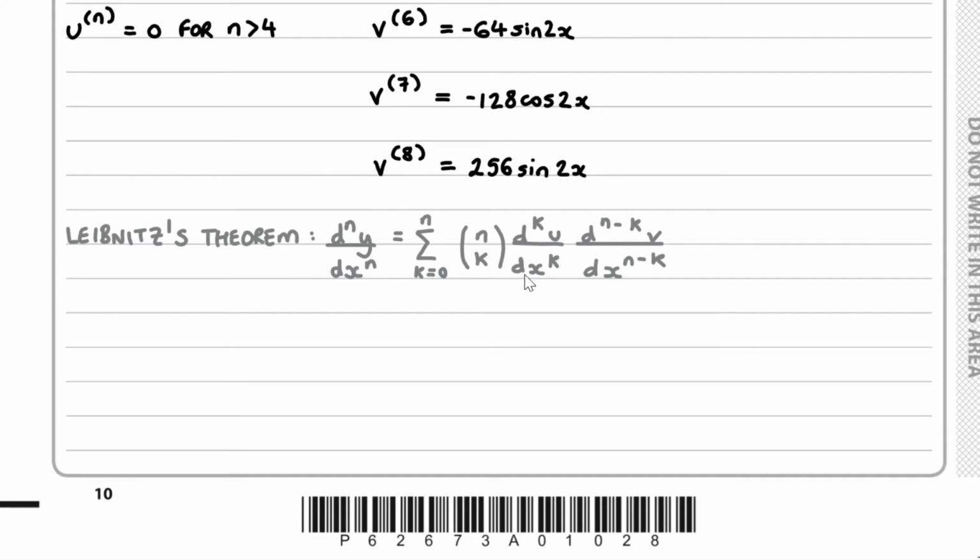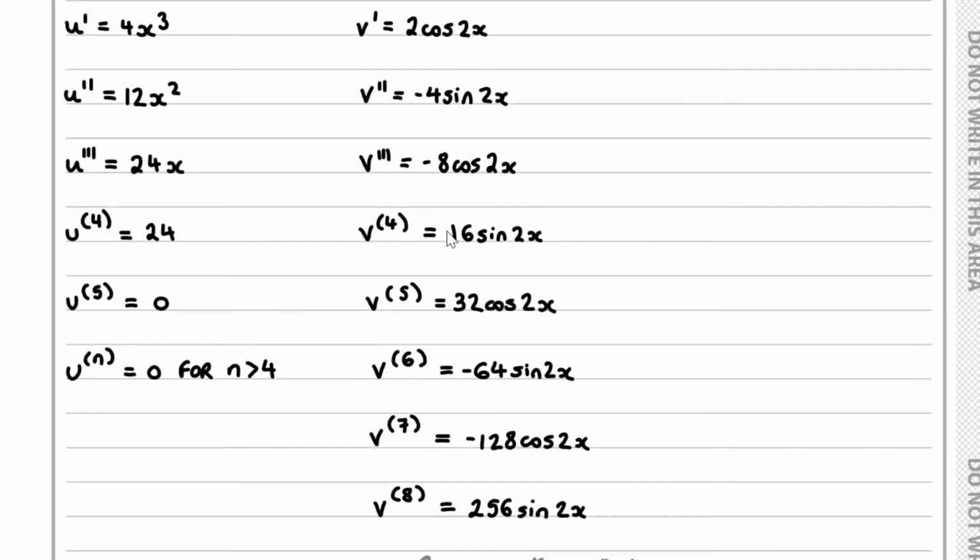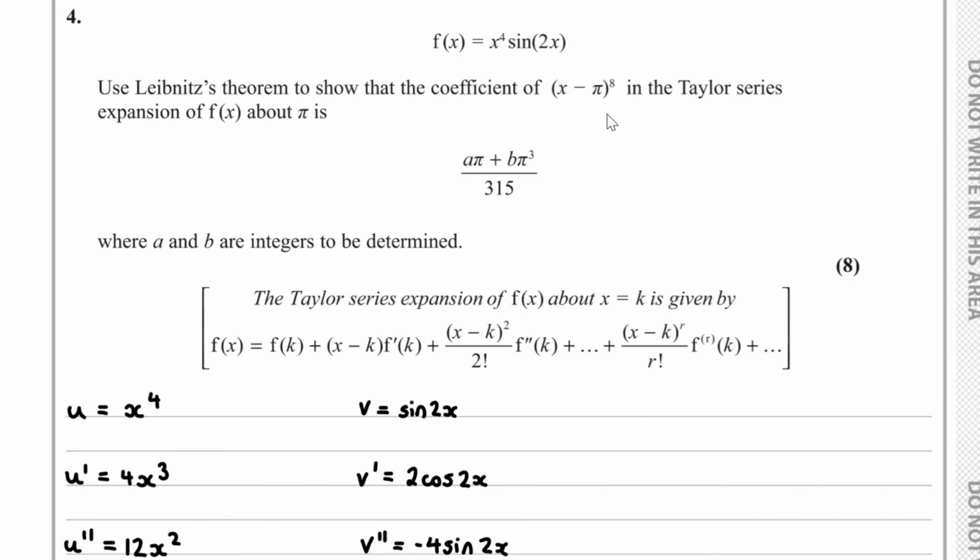So here is Leibniz theorem. The nth derivative is equal to the sum of n choose k, d^k u over dx^k, times d^(n-k) v over dx^(n-k), and of course we take the sum from k equals 0 to k equals n.